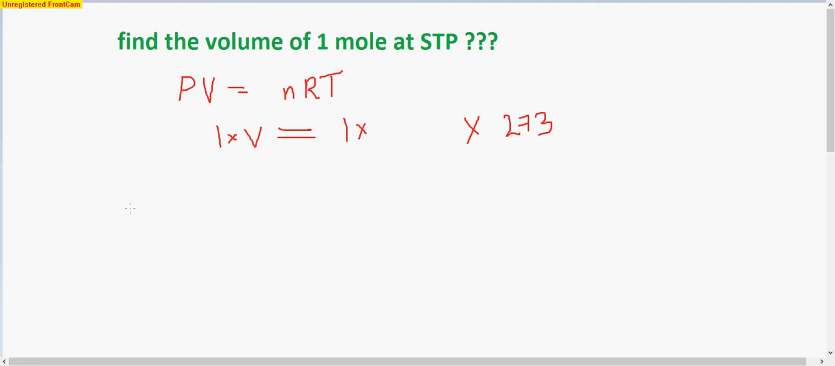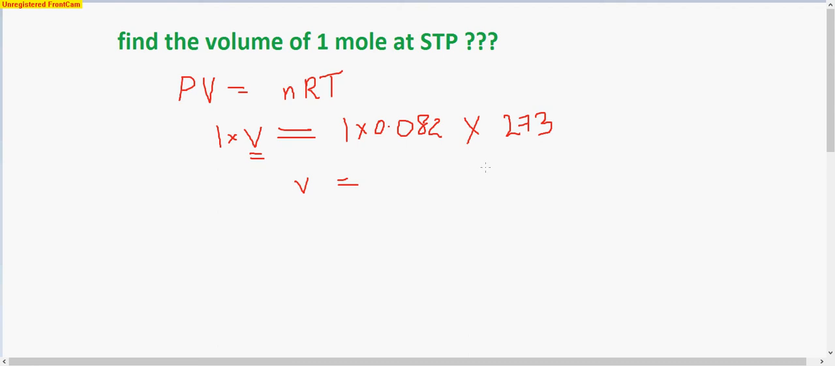atm, meter cube. Okay, I have a problem. When it comes to atm, we can only calculate in liters. Okay, we'll calculate the volume in liters. You fine with that, right? I hope that's a yes. So in liters, the value becomes 0.082.